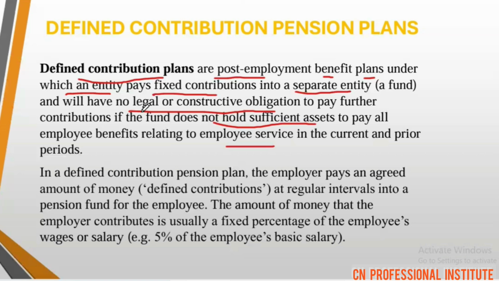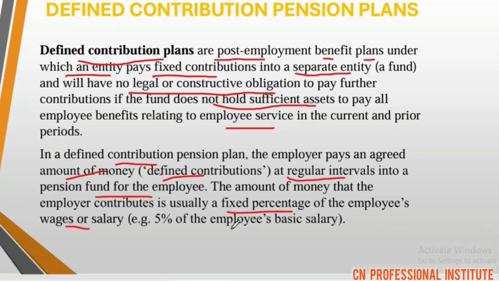Okay, so that's the defined contribution. It says in a defined contribution pension plan, the employer pays an agreed amount of money. The employer, the entity that you are working for, will make payments at regular intervals into a pension fund. I've given an example, let's say Tier 1. The amount of money that the employer contributes is usually a fixed percentage of the employee's wage or salary, for example 5% of the employee's base salary on your behalf.